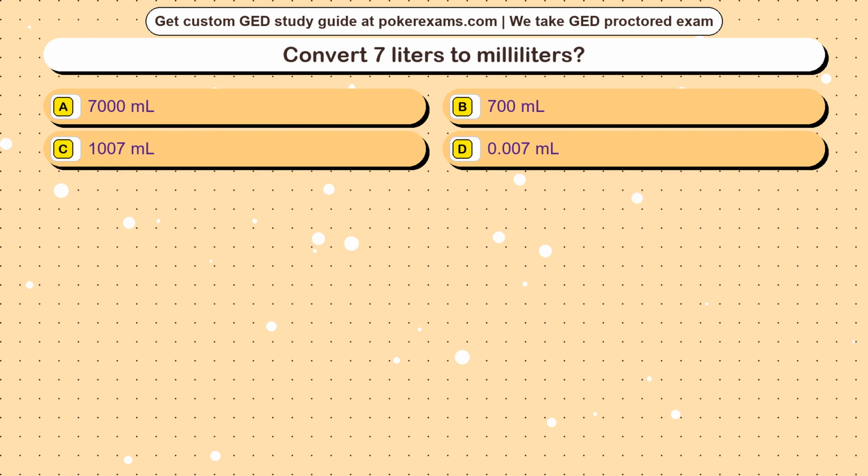Question 8. Convert 7 liters to milliliters. Option A, 7,000 ml. Option B, 700 ml. Option C, 1,007 ml. Option D, 0.007 ml.